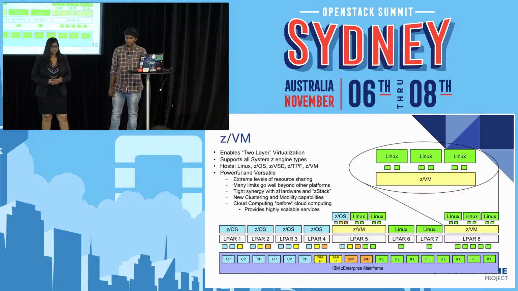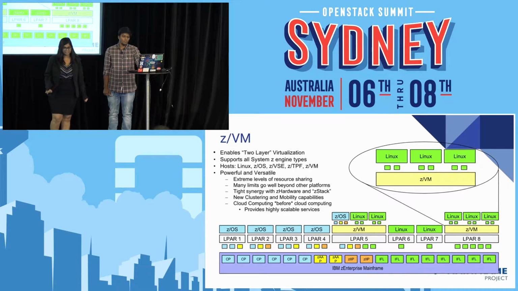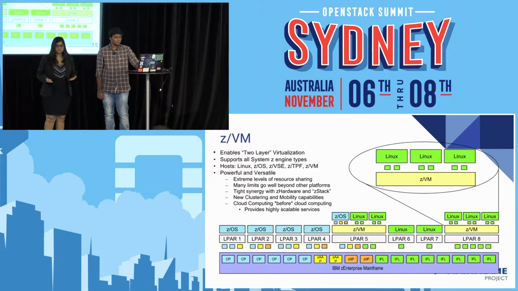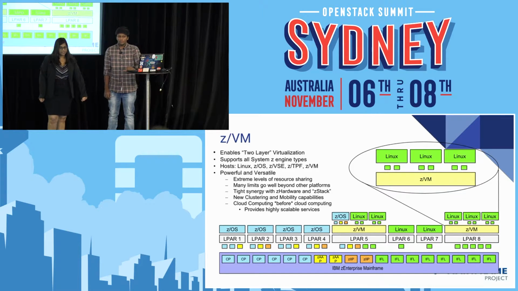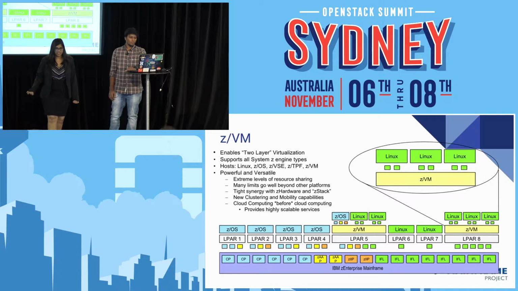Let's talk about ZVM. ZVM is developed by IBM for running virtual machine servers on the Z systems. It enables two-layer virtualization. That is, it has capabilities to support nested virtualization. That is, a ZVM server can spawn multiple ZVM servers as well, and therefore run a whole cluster. ZVM supports all IBM System Z engines, and it also supports all major operating systems like Linux, ZOS, ZVM, etc.